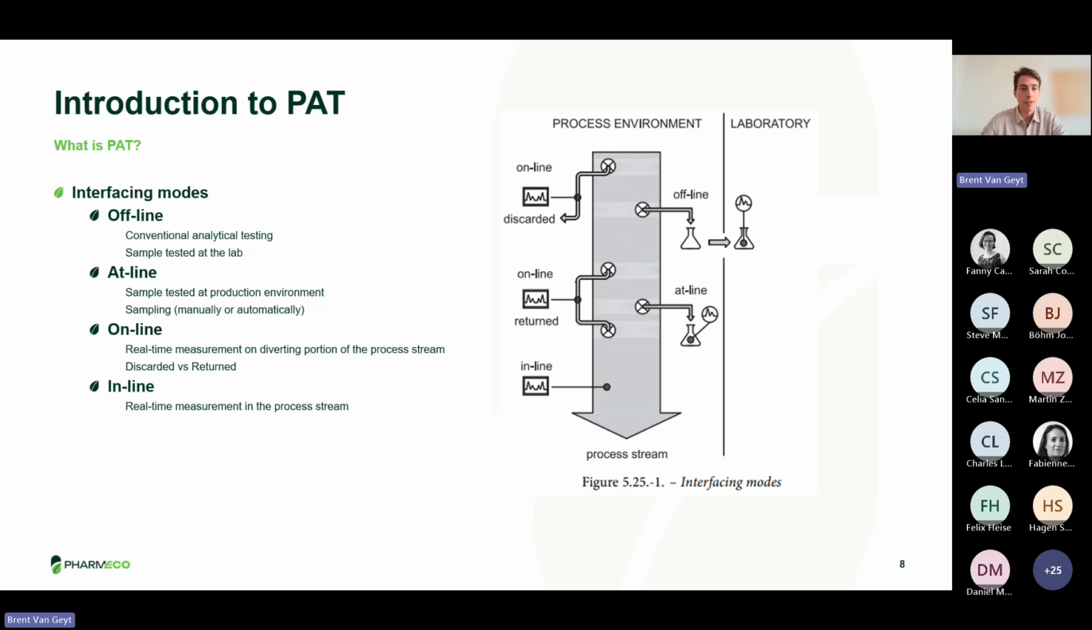This is the at-line. Then we also have the online. This is where we make a diverting portion of our production stream and we measure it on that diverting portion. We put a probe on the diverting portion and get the measurement there. This stream can then be discarded or returned, but this is the online measurement. And then we also have the more invasive one, but also the most real time, the inline, where we put the probe inside the process stream and we have a constant idea what the process is doing.